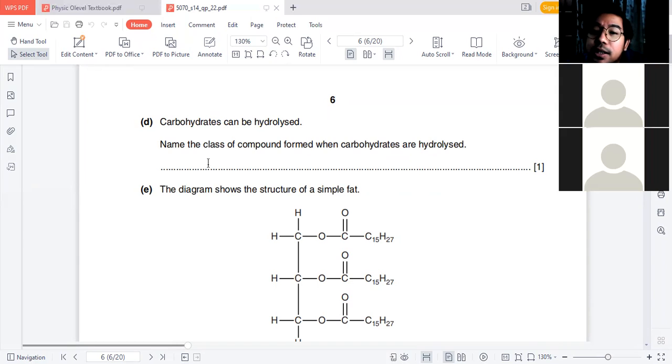So polysaccharides hydrolyze to form monosaccharides. Okay, so far so good.